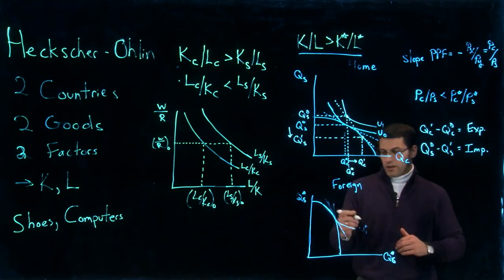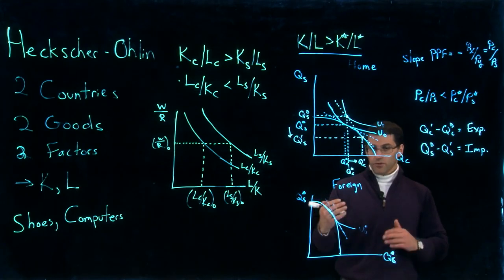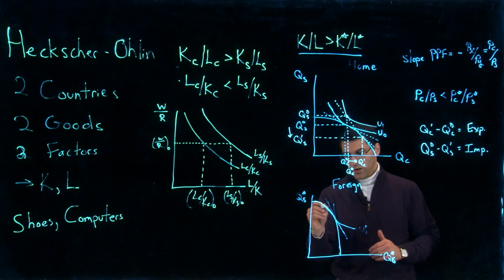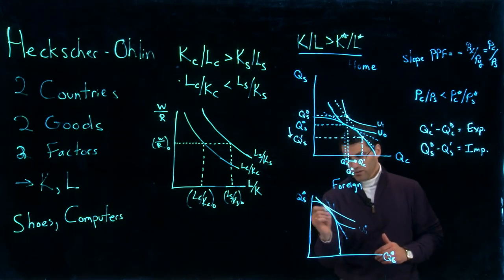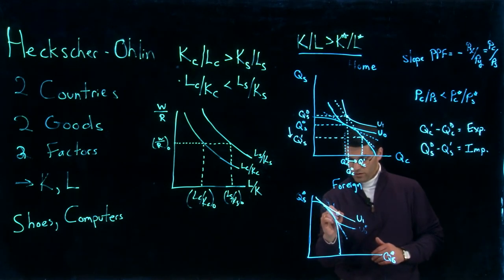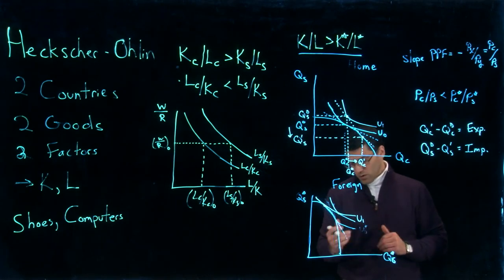We would notice that from their perspective, the relative price of computers is lower, so that price line is flatter than it is without trade. So their production would shift to a point like up here, and we'll put them on, say, an indifference curve here. Okay? So what do we notice?